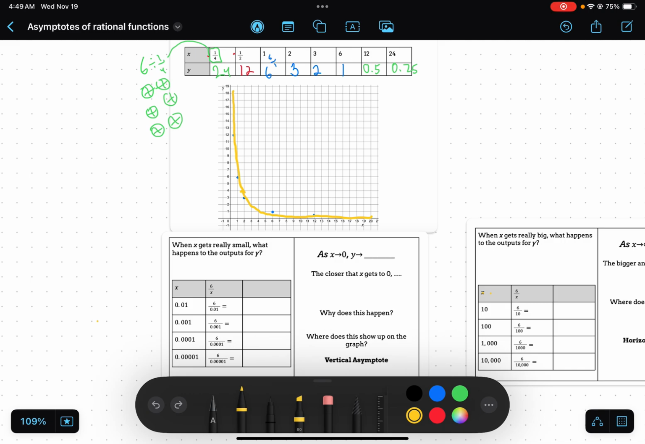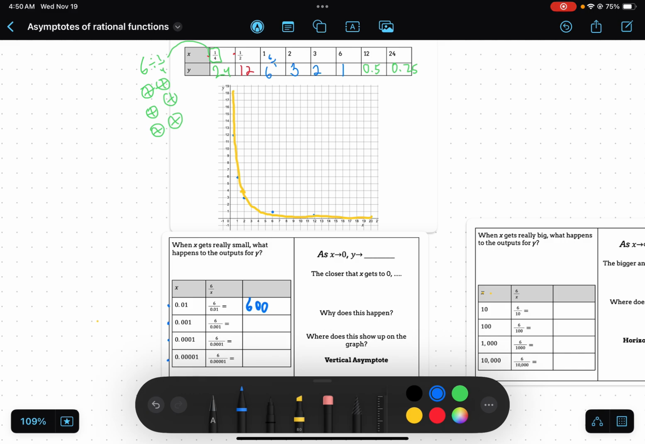When we use really small numbers for x, what happens? Take a minute and pause the video, copy down this table, and find these divisions. If I use 0.01, 0.001, these really tiny numbers, 1/100th, 1/1,000th, 1/10,000th, what's going to happen to my outputs? Pause the video and do those calculations and see if you notice what's happening. This is like saying, how many times does 0.01 fit into 6? It's going to fit in 600 times.